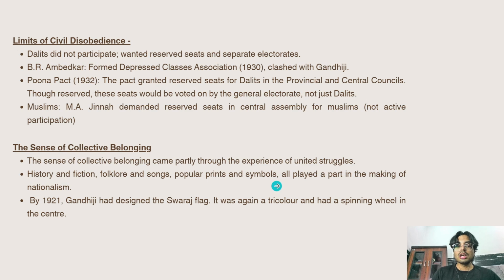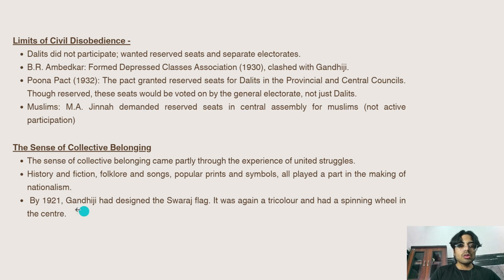the Britishers, against the oppression. So history and fiction, folklore and songs, popular prints and symbols were popularized during that era, as everyone was struggling against the Britishers. So we all united together and all played a part in the making of nationalism. Things like allegory were becoming famous. There were symbols such as songs, fiction, folklore, and a symbol of Bharat Mata was popularized, which led to the rise of nationalist sentiments and patriotic feeling within the people.